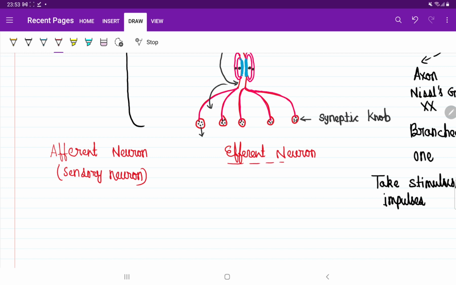Efferent neurons or effector neurons are motor neurons. They take stimulus from the brain or spinal cord and transfer it to the skeletal muscle, and they can cause some kind of action, some kind of contraction, in the skeletal muscle. Fine.